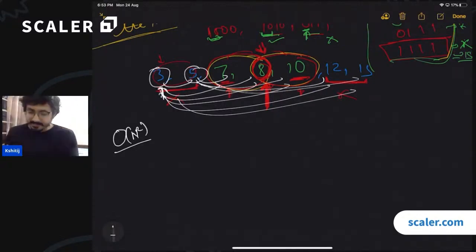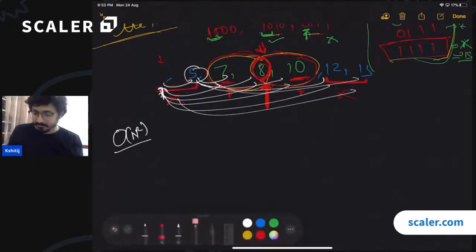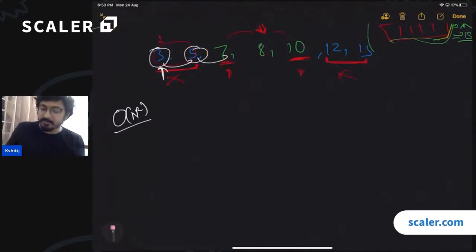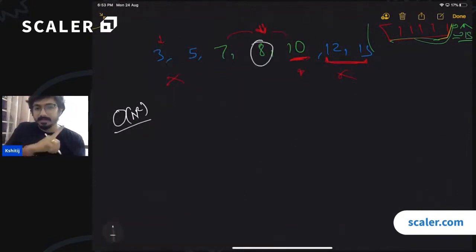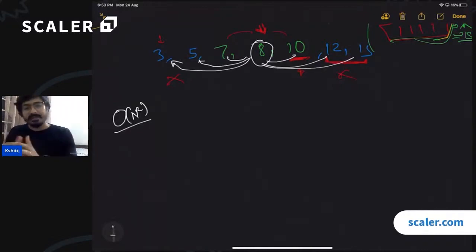Now what I am saying is that you don't need to take XOR of 3 with each and every other number. You can only take the XOR of 3 with two numbers, one which is closest on the left side, one which is closest on the right side, and the minimum of those two is going to be the minimum XOR that 3 can give you. So in this case, if you are looking for the minimum XOR involving 8, with a brute force approach you will be checking 8 XOR 3, 8 XOR 5, 8 XOR 7, 8 XOR 10, 8 XOR 12, 8 XOR 15, each and every number, right?